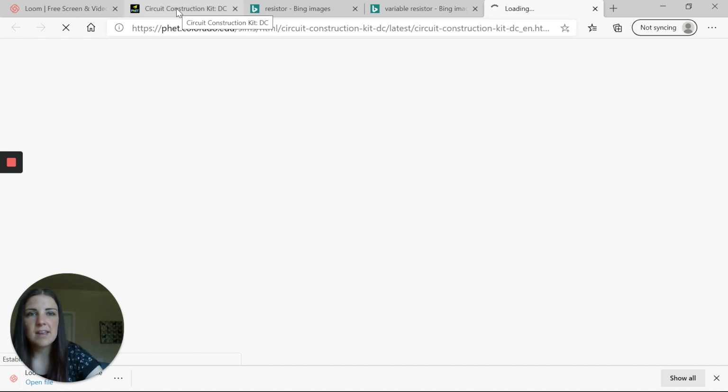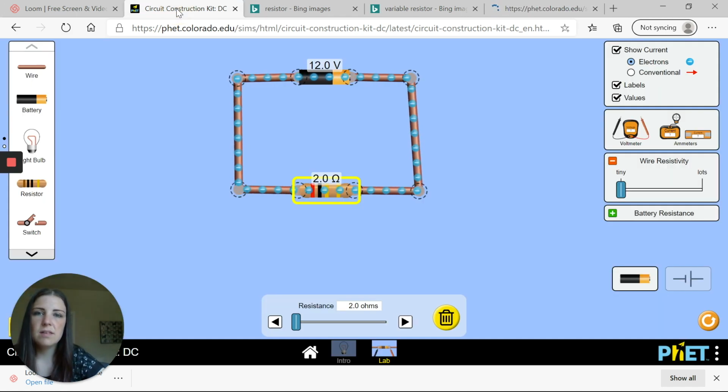Okay, so I already have it open, so just to save time, I'll go to this one here, the one I made earlier. So you should know how to get into this website and how to set up this circuit. If you don't, go back and look at my first Loom, that'll show you how to do that. But I've just set up a battery, I've got some wires, and I've got a resistor.